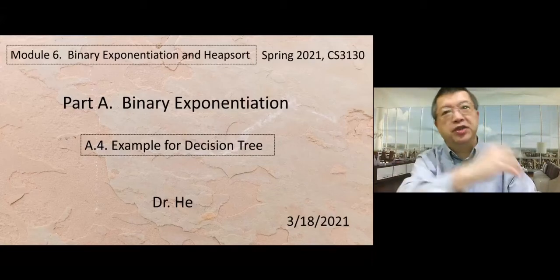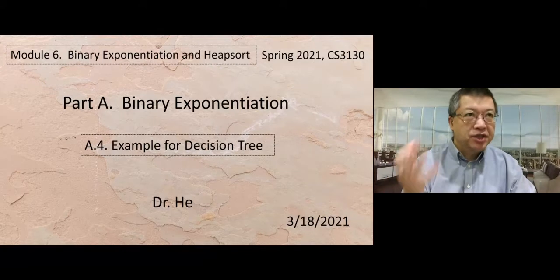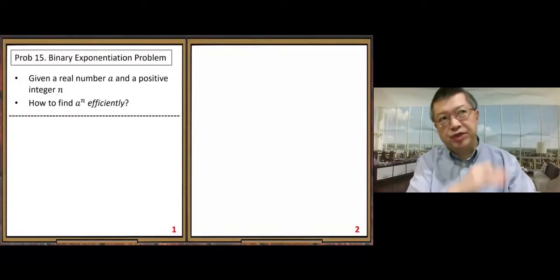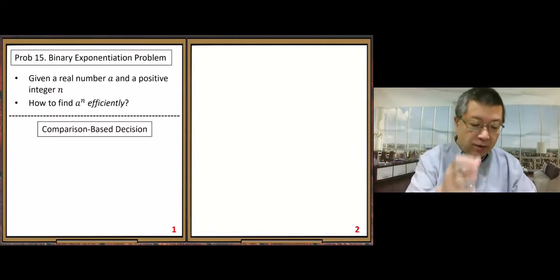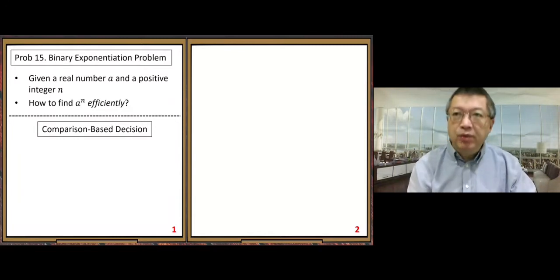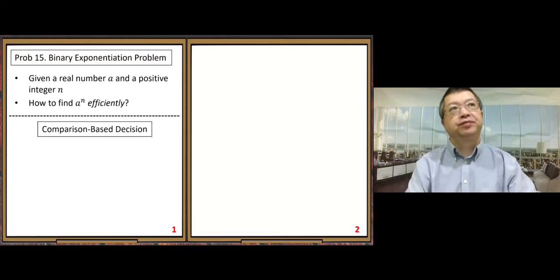Example for decision tree. We need to see some concrete example to understand the whole concept well. Yeah. So let's do it in this video. So before we do it, let's look at a typical comparison-based decision. How do we represent a comparison-based decision?